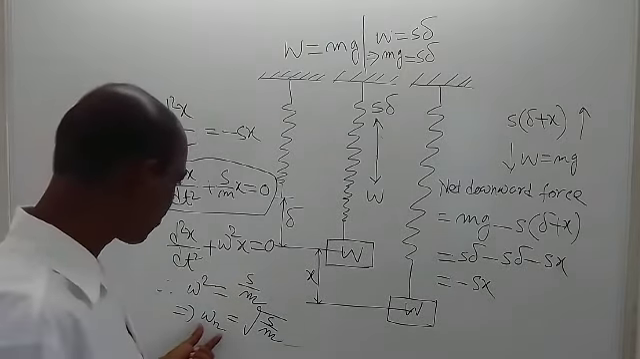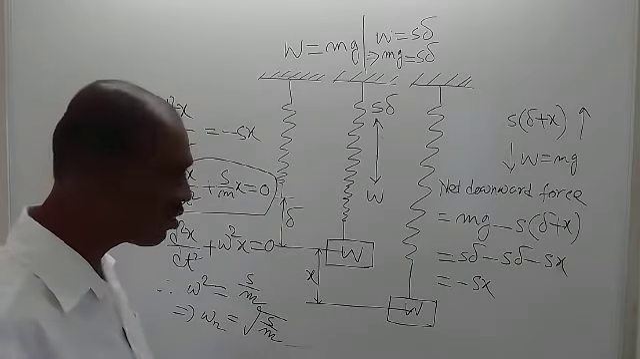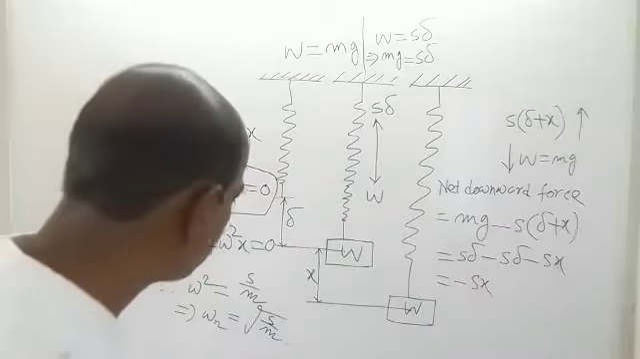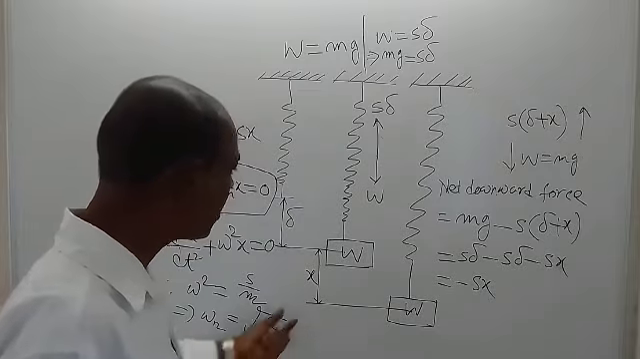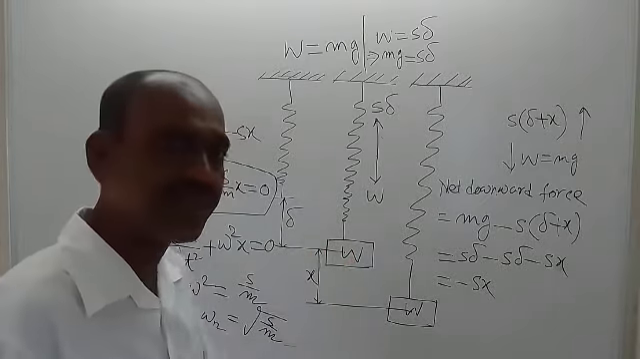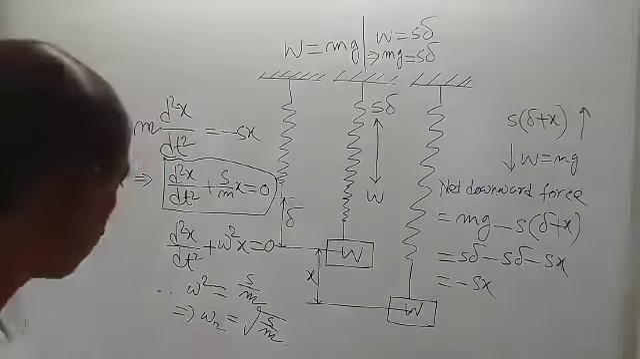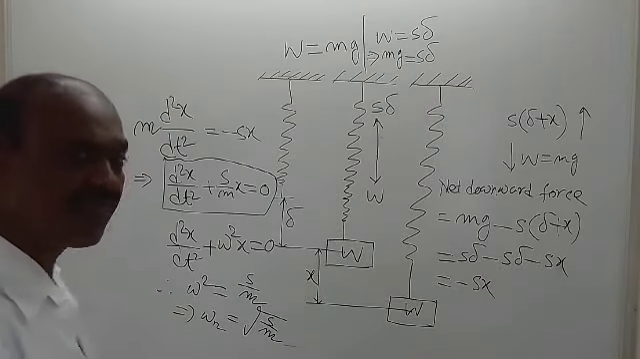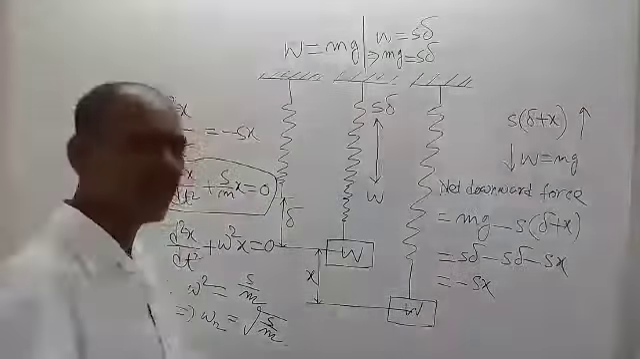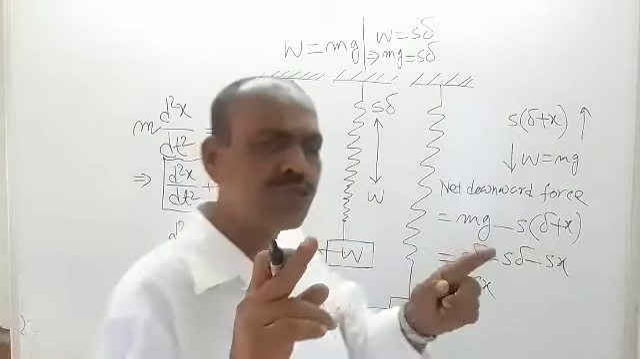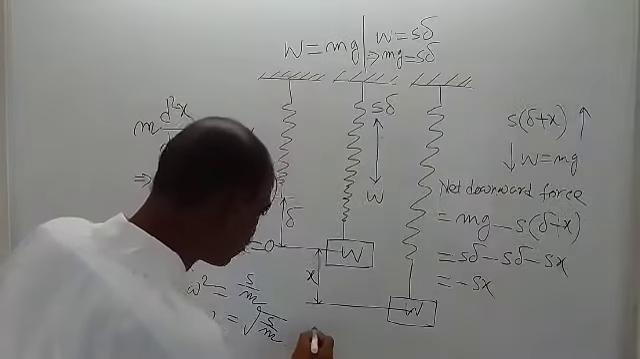So natural circular frequency is equal to root over S by m, where S is the stiffness of the spring and m is the mass attached at the end. Okay, so omega n is this. Therefore, what is the time period of oscillation? Say we are using capital T to denote the time period of oscillation.